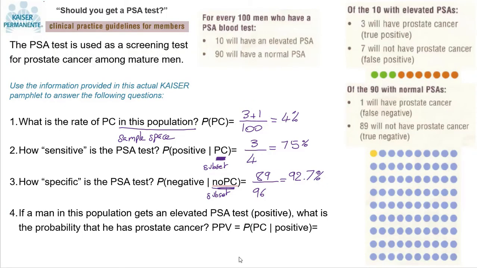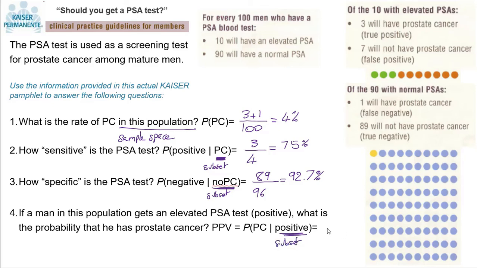Potentially the most important question about the use of the PSA test is the positive predictive value. That is, what does a positive test tell you in probability terms? That is the probability that the man actually has prostate cancer if this man receives a positive test result. So this is again a conditional probability, which means that in our denominator, we're going to look only at the subset of men in this sample space who receive a positive test.